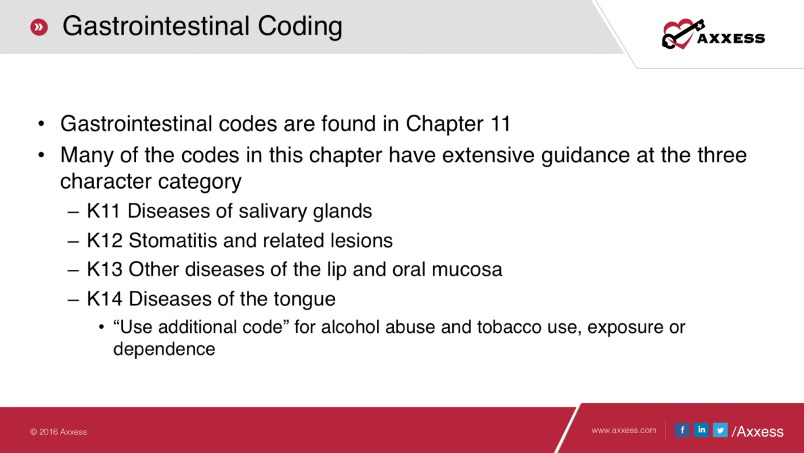Now, the gastrointestinal codes are found in Chapter 11. Many of the codes in this category have extensive guidance at the 3-character category. So you'll want to look at 3-character categories such as K11, diseases of the salivary glands, K12, stomatitis and related lesions, K13, other diseases of the lip and oral mucosa, and K14, diseases of the tongue. Now, you'll see a lot of "use additional code" for alcohol abuse and tobacco use, exposure or dependence, because most of the time those can increase the risk for having these types of issues.